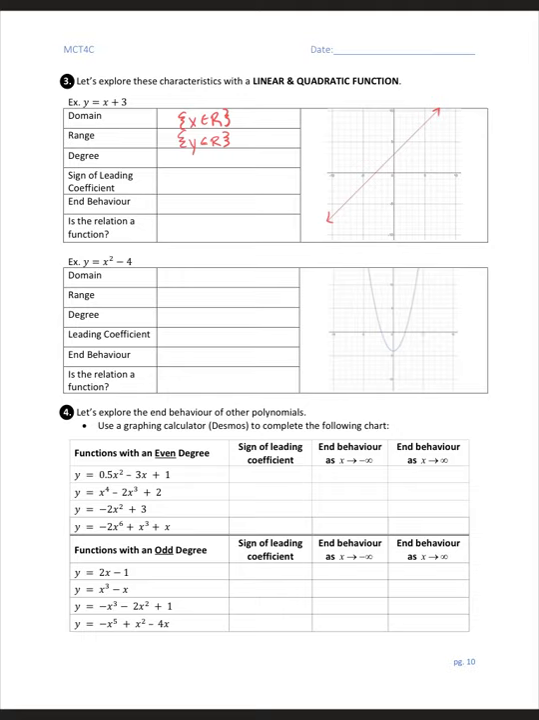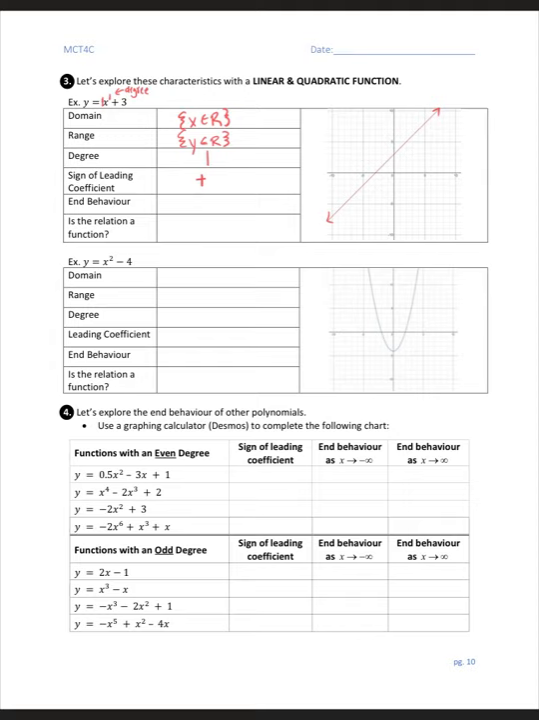The degree of this function is the highest exponent on my x variable. If there's nothing there, it's implied that there's a 1 on that, so we would say that the degree is 1. And what's the sign of that leading coefficient? My leading coefficient is the number on my variable with the highest exponent. In this case, it's just an exponent of 1, so we have a positive 1, or a positive leading coefficient.